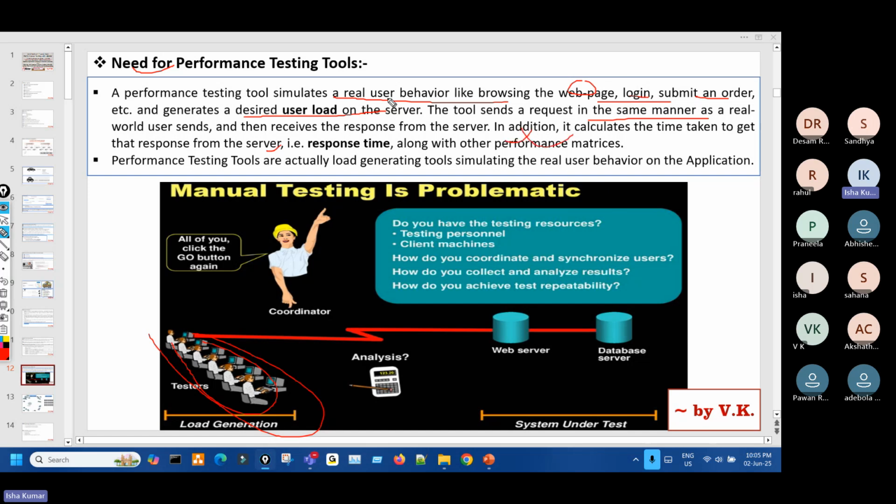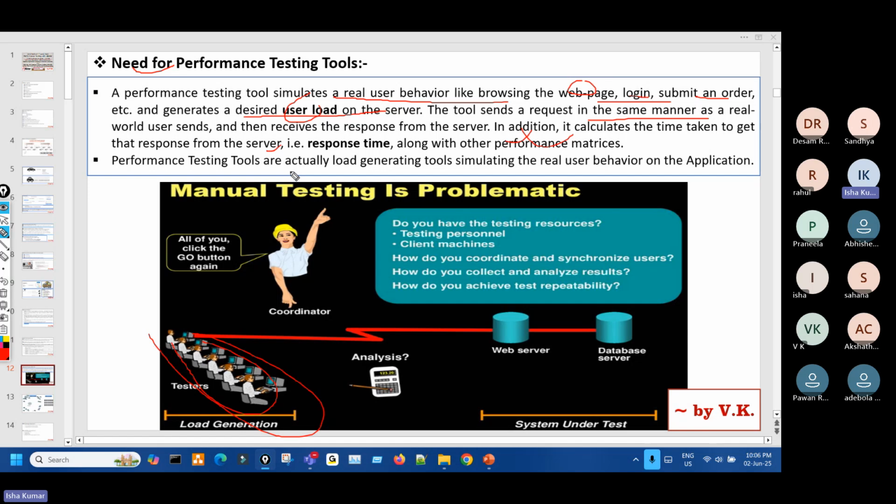So instead of a real user doing that, we make the tool do that, and the tool also generates the user load, as much as you want. There is no limitation, and that is using a single tool. There is no real user involved. So that is what we will be learning, how these things are done.